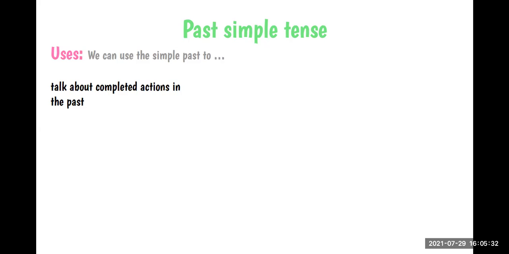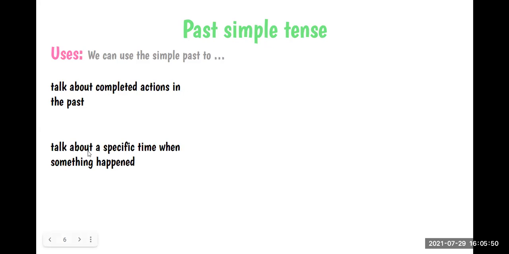Ok? Recuerden que el presente perfecto es una acción que empezamos en el pasado y todavía la hacemos en el presente o tiene un resultado en el presente. En cambio, el pasado simple se termina en el pasado. ¿Ok?